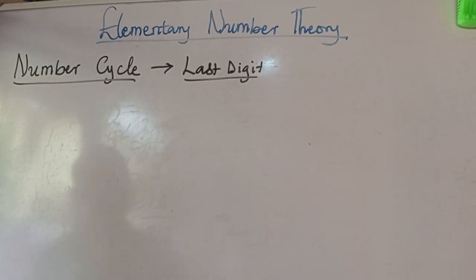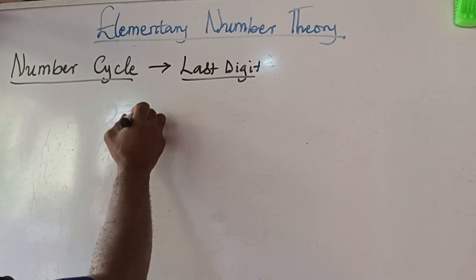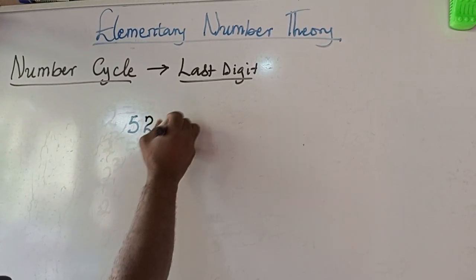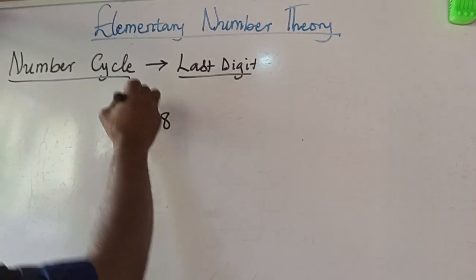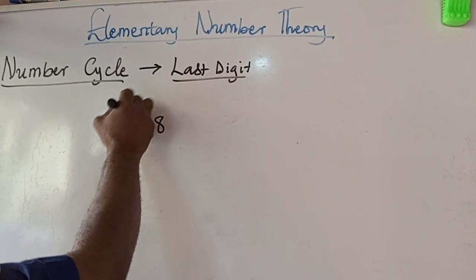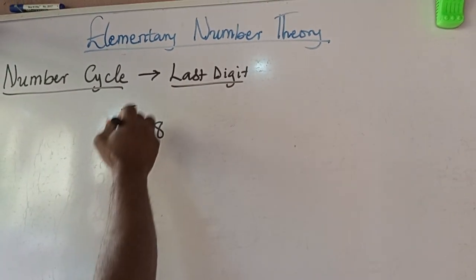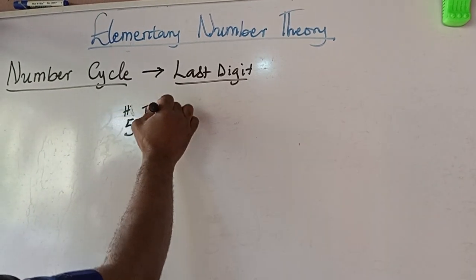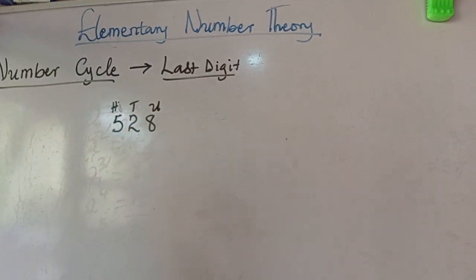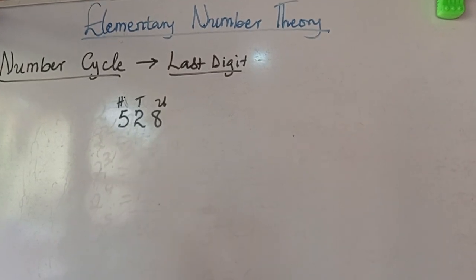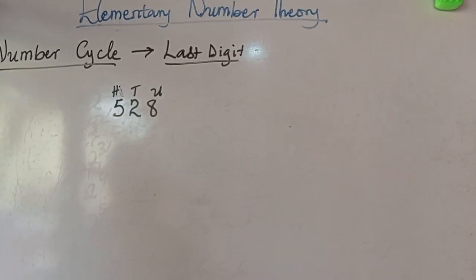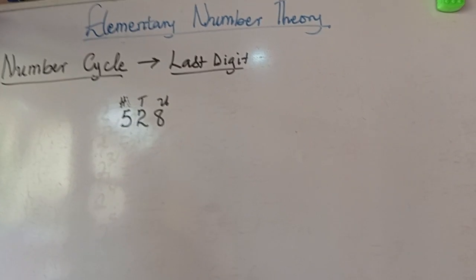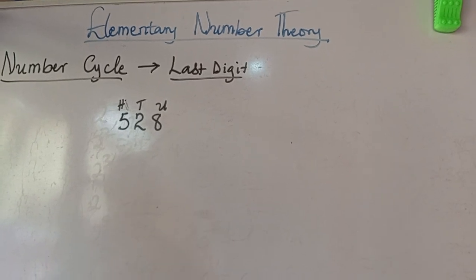Let's take for example, if you have the number 528. Now, this is the hundreds digit, and then where you have it as H, this is the tens, and this is the unit digit. Now the question is, how do we find the unit digit when we have numbers that are very large?